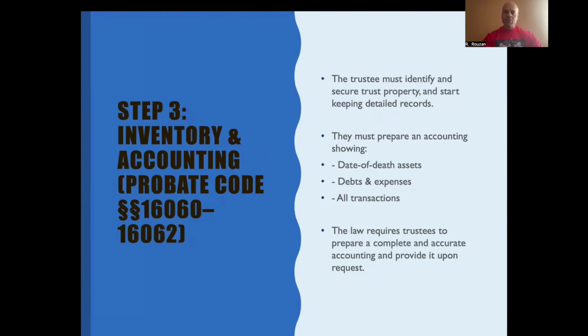Inventory and accounting. Probate Code 16060 through 16062. Trustees must take control of the trust property immediately and begin documenting everything. That includes all property held in the trust, outstanding debts and obligations, and a formal trust accounting that shows every transaction since the date of death. The law requires the trustees to prepare a complete and accurate accounting and provide it upon request.